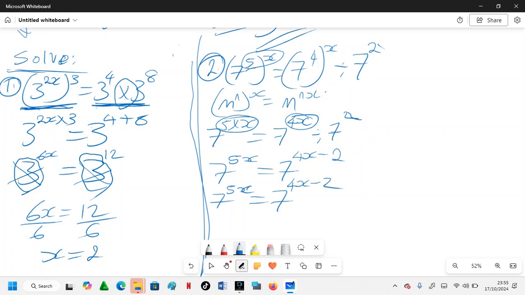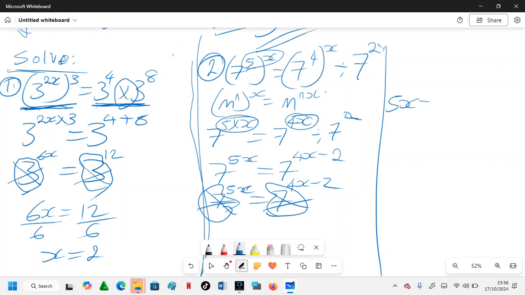I don't know why I've just written that again, but when we reach here, we can see that the bases are the same. So if the bases are the same, you can just drop them, so that 5x is equal to 4x minus 2. So the powers are the same. Take that one to the other side. 5x minus 4x is negative 2. Therefore, x is negative 2.